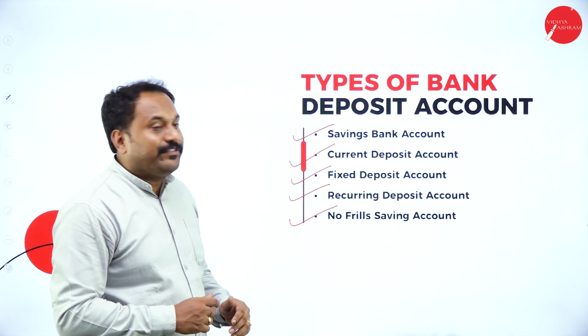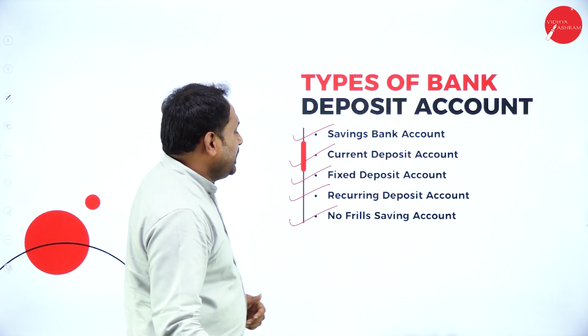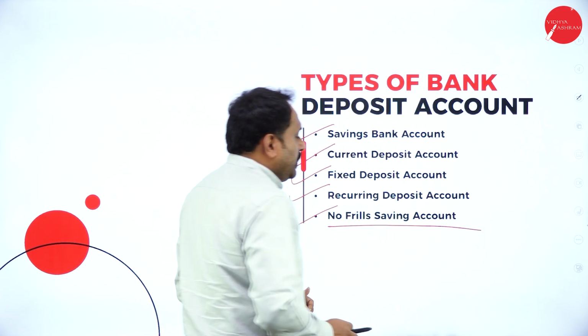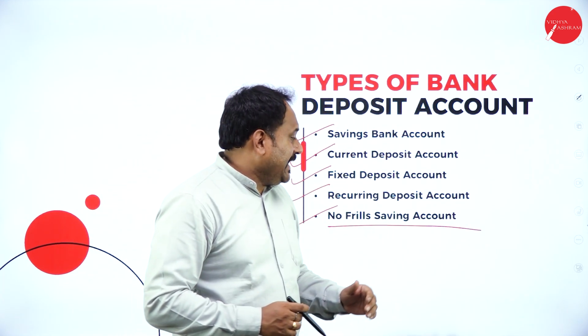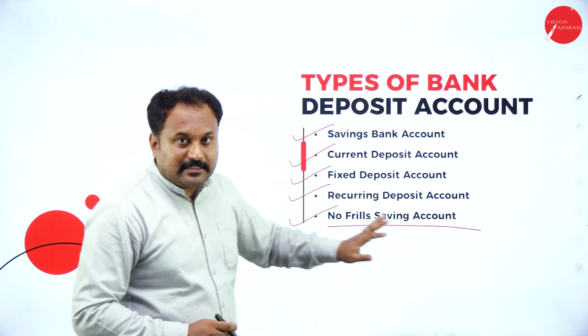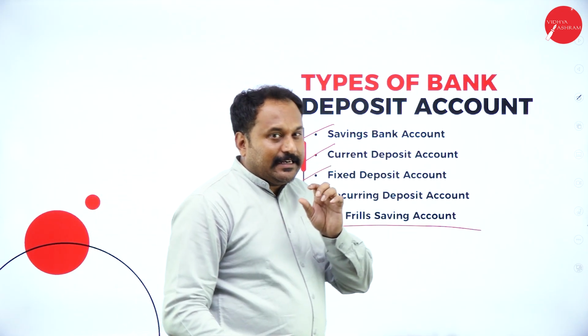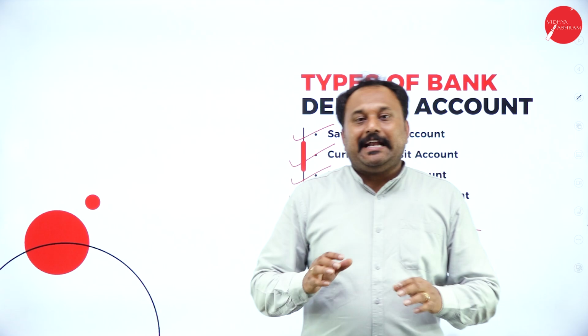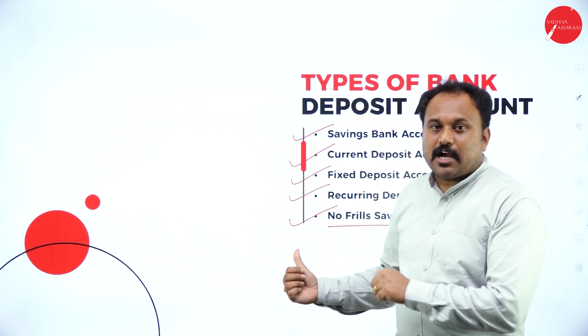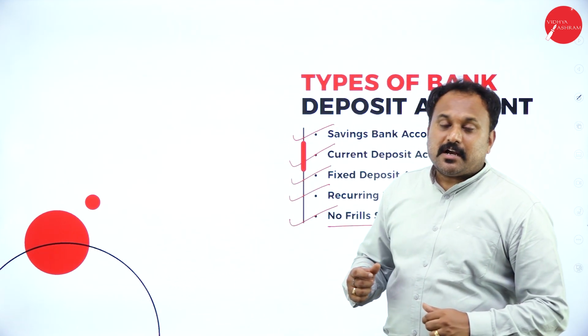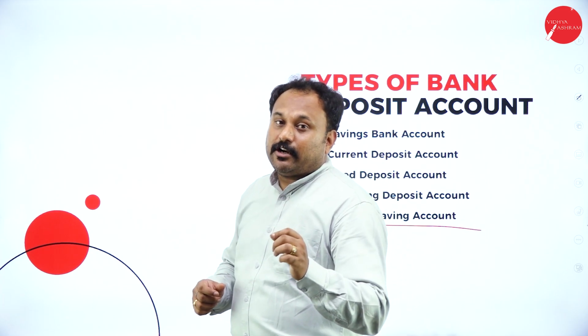Next is the no frills saving account. See, this is given to people who can take a lot of benefits. Again, it acts like a saving deposit itself, but the criteria are a little different. You don't need to maintain a balance in this account. Say in an SB account, you need to maintain a minimum balance according to the banks.